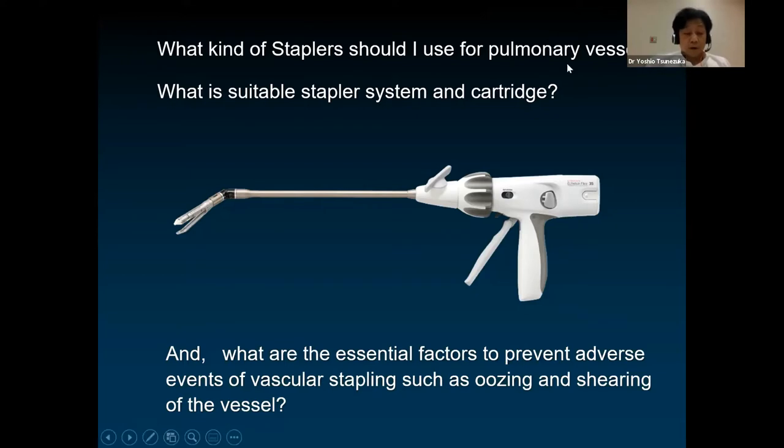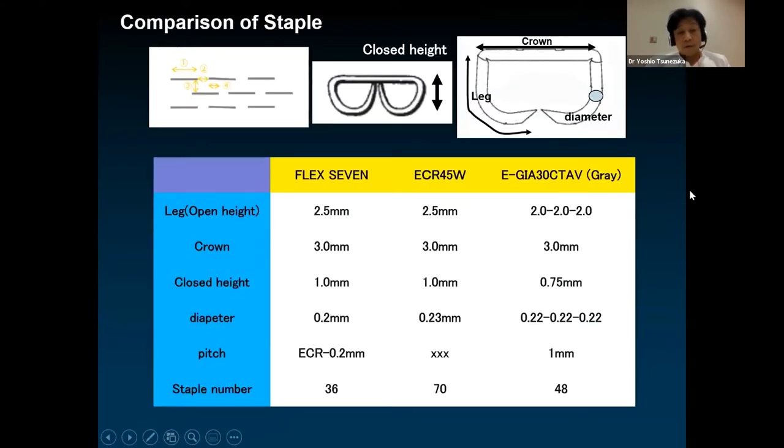I investigated the intraoperative bleeding frequency with several stapler guns. This slide is a comparison of several staples. This table compares a linear stapler and Powered Echelon 7, Echelon Endopath reloads and Endo GI gray cartridge. As we see, the leg length, crown length, closed height, and diameter are almost the same. The closed height of the gray cartridge is 0.75 millimeters, slightly short, but I think it is within a narrow range, because Medtronic considers both stapler cartridges adapted to the pulmonary artery.